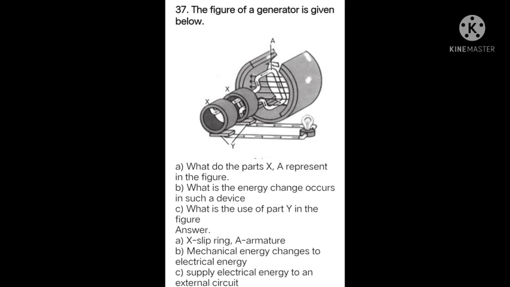The figure of a generator is given below. What do the parts X, A represent in the figure? X are slip rings, A is armature. B question: what is the energy change that occurs in such a device? Mechanical energy is converted into electrical energy. What is the use of part Y in the figure? Part Y is graphite brushes. They supply electrical energy to an external circuit. Using the brush, the name is graphite brushes.